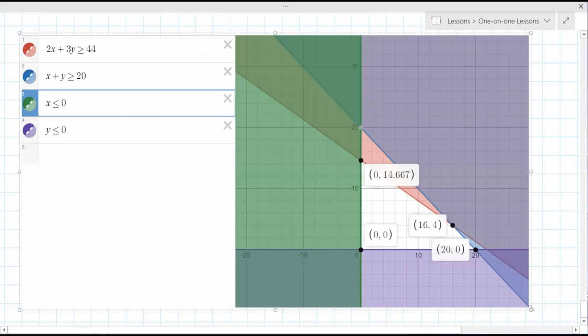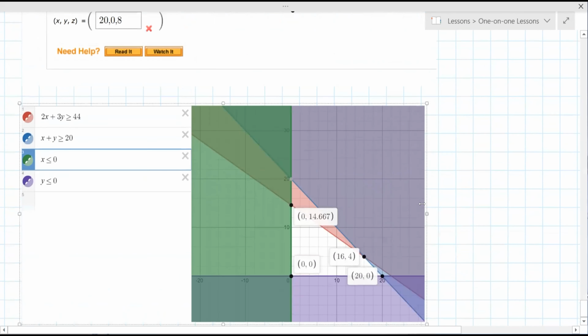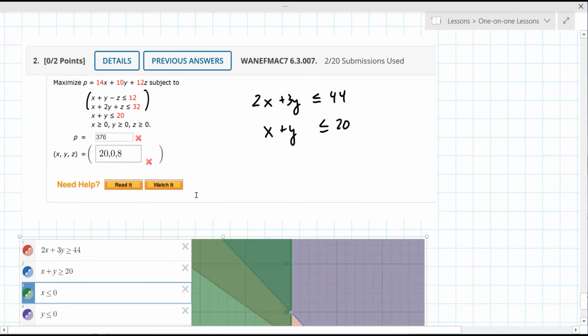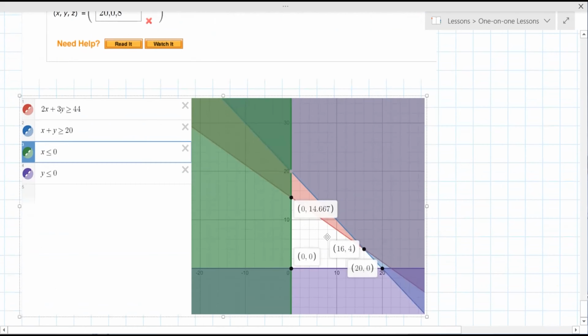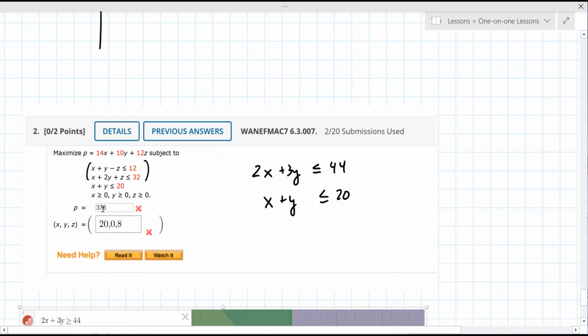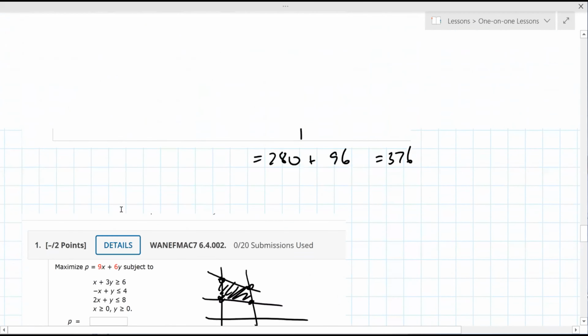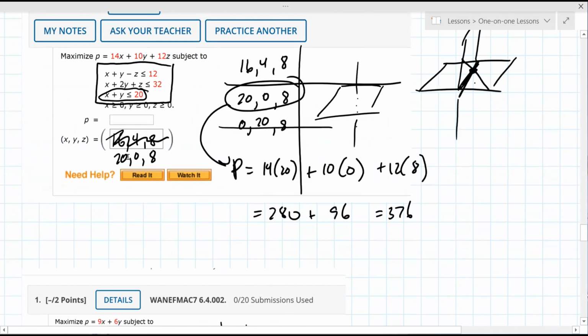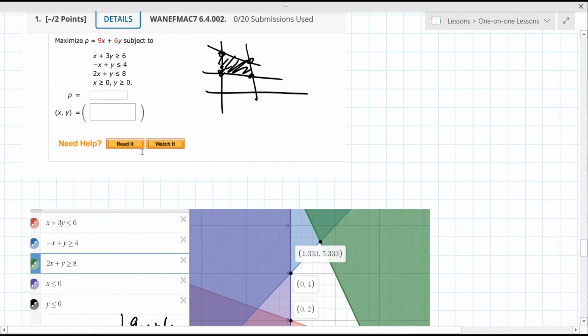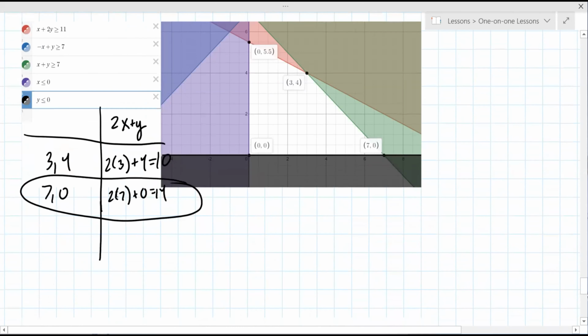Okay, so notice this creates a reasonable region here. My preference would be to try these whole numbers first, like 16 and 4. But I thought we did that originally. Didn't we say, okay, we did 16, 4, and then 8. I didn't like that.